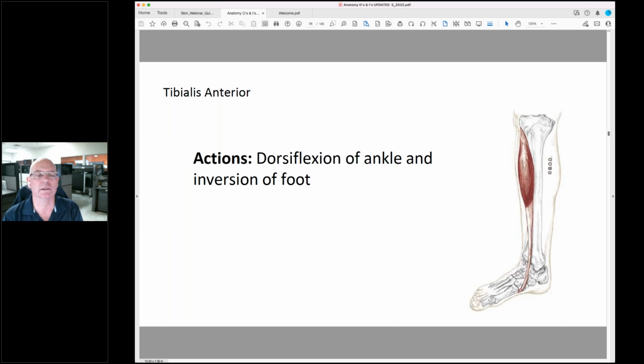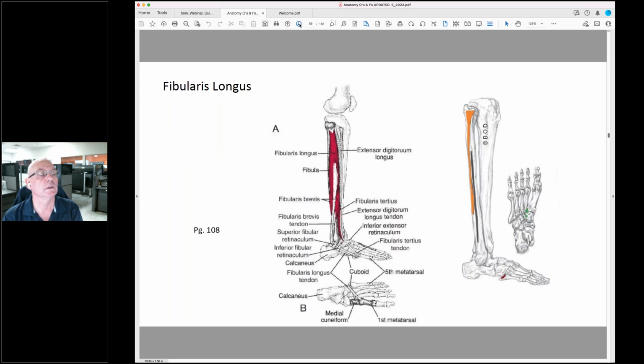So let's see what's next. Do I have my pen? Nope. Got the pointer. Fibularis longus. Okay, fibularis longus and fibularis brevis. Those are the next two muscles we're going to do. You can see there's also a fibularis tertius, which basically means the third muscle, which we're not going to go over tonight. Anyway, fibularis longus, fibularis brevis.